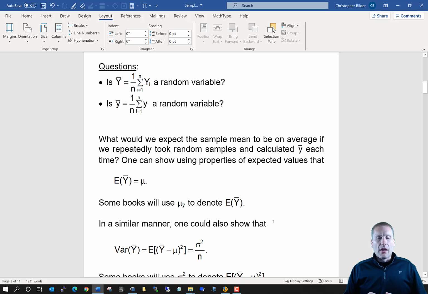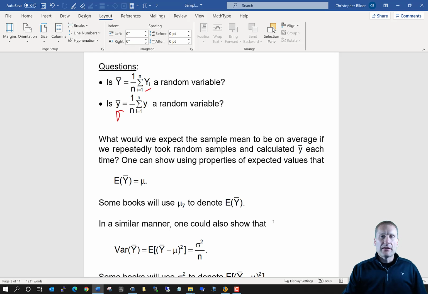So, questions. Is capital Y bar a random variable? Well, notice that it's actually the sum of random variables, and then we, of course, multiply by 1 over n. And so, yes, it is a random variable. And what that means is that for one random sample of size n, I could get a particular sample mean. For another random sample of size n, I could get another sample mean, and so on. And because of that, since it's a random variable, as you will see shortly, we can actually quantify that variability from one sample to the next through a probability distribution.